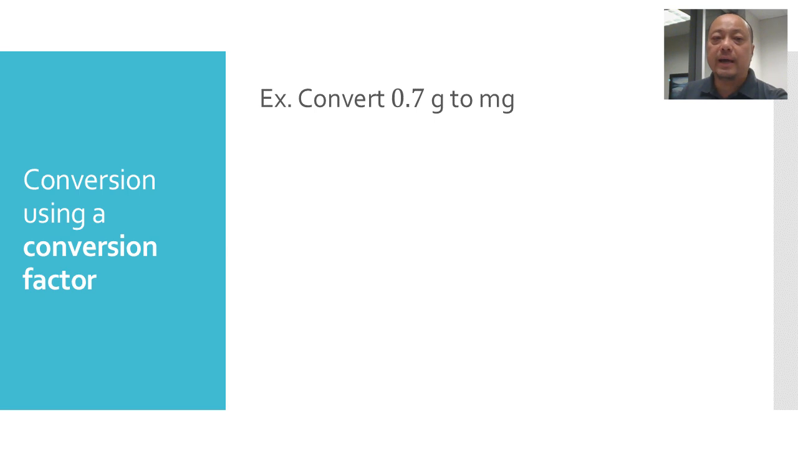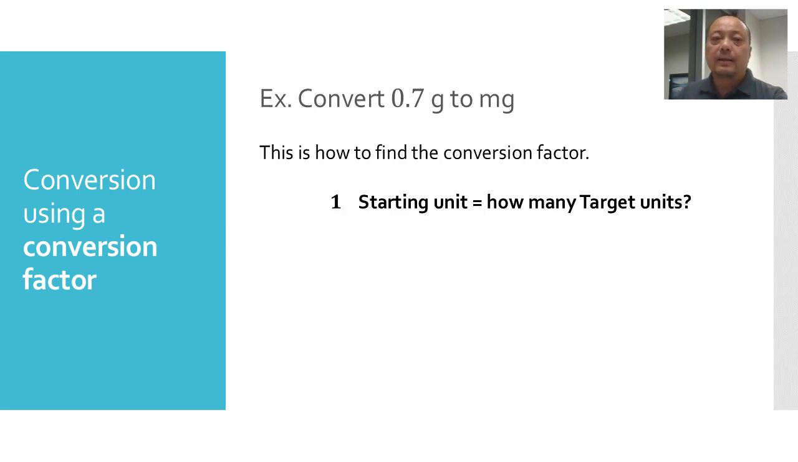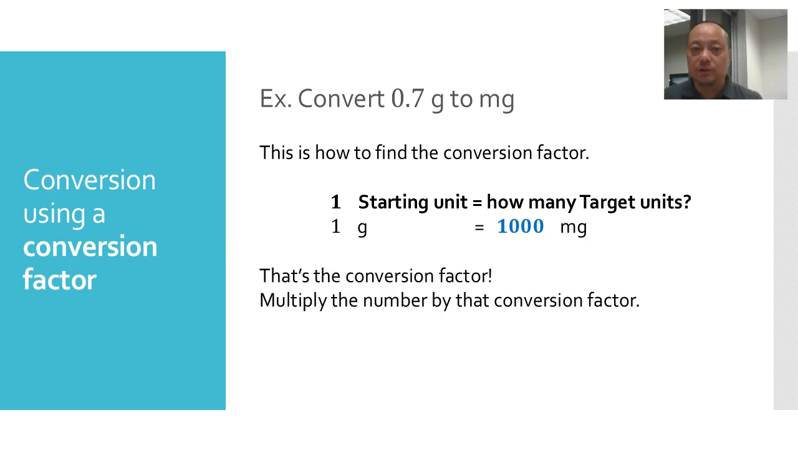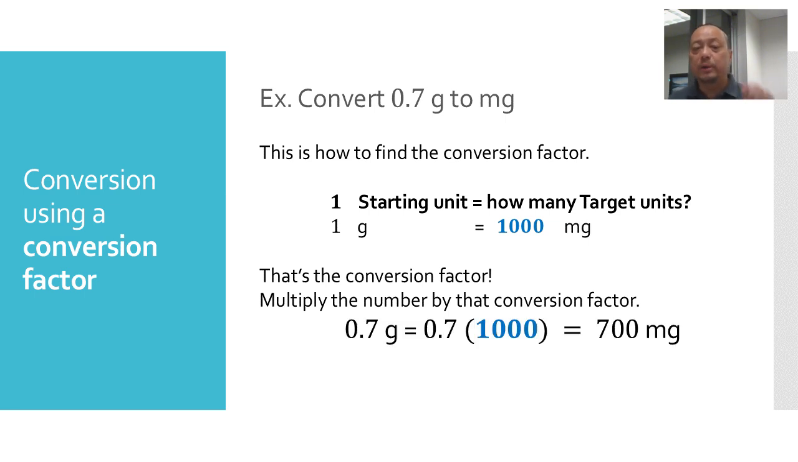Convert 0.7 gram to milligram. This is how we find the conversion factor. We ask this question: 1 starting unit equals how many target units? In this case, we're asking, 1 gram equals how many milligrams? Answer, 1 gram equals 1,000 milligrams. That's the conversion factor. The 1,000 is the conversion factor. Then we multiply the number by that conversion factor. In this example, we multiply 0.7 times 1,000 equals 700. Answer, 700 milligrams. Are we good?